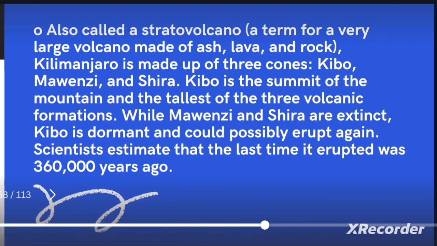Kilimanjaro is made of three cones: Kibo, Mawenzi, and Shira. Kibo is the summit of the mountain and the tallest of the three volcanic formations, while Mawenzi and Shira are extinct. Kibo is dormant and could possibly erupt again. Scientists estimated that the last time it erupted was 360,000 years ago.